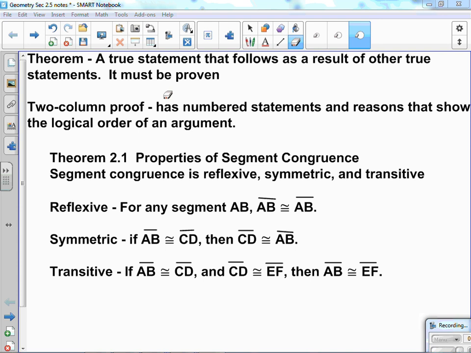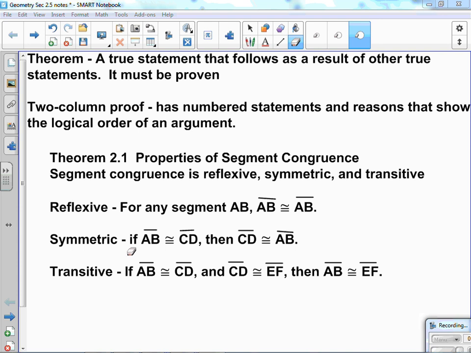All right, so theorem 2.1, properties of segment congruence. Segment congruence is reflexive, symmetric, and transitive. We've already touched on these properties a couple times in the past, but now we're looking at how they relate to segment congruence. The reflexive property says that for any segment, AB is congruent to segment AB. So any segment being congruent to itself is the reflexive property.